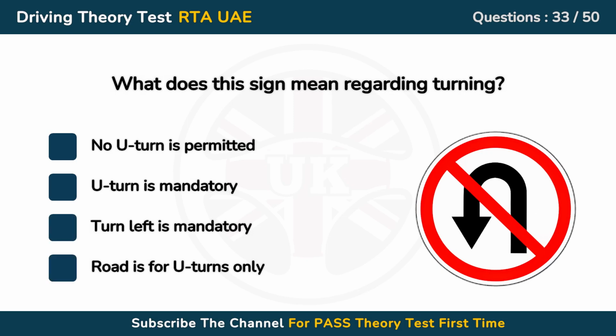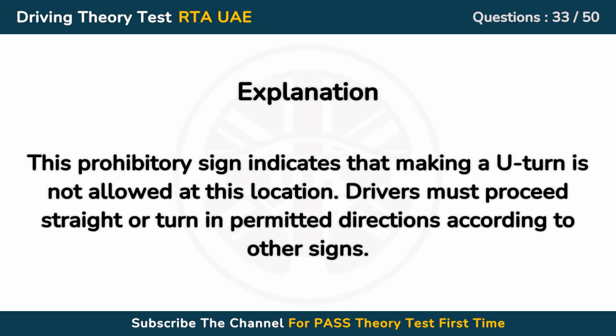A, no U-turn is permitted. B, U-turn is mandatory. C, turn left is mandatory. D, road is for U-turns only. Answer is A, no U-turn is permitted. This prohibitory sign indicates that making a U-turn is not allowed at this location. Drivers must proceed straight or turn in permitted directions according to other signs.